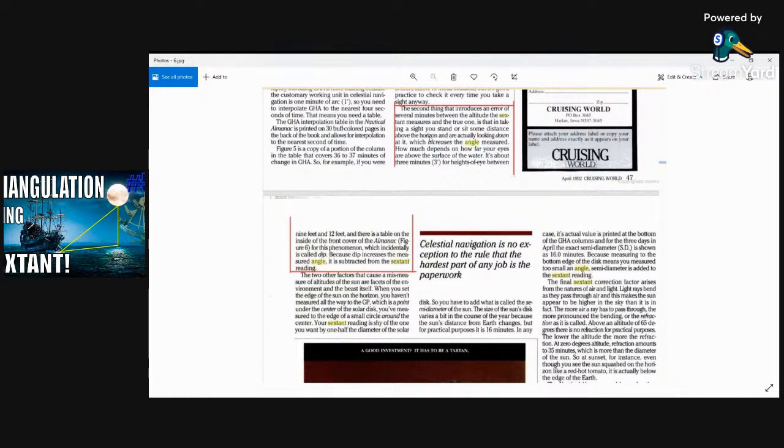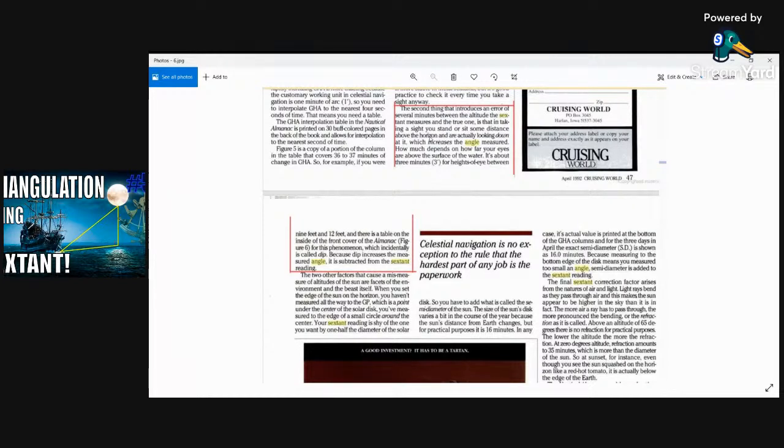So when we're using the sextant, we're always above the surface, aren't we? Yeah, so we've always got an elevation, and that's what we need to account for. Now here it says we're actually looking down at it, which increases the angle measured. So we've always got an increased angle when using the sextant above the surface of the Earth. We need to account for that.